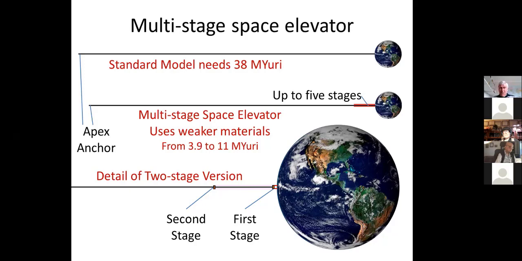So here's a bit more detail of the 2-stage version, enlarged, but still the same Earth. The first stage is 100 kilometers above the Earth's surface. The second stage is 6,000 kilometers. I'll talk about that for the rest of the time, rather than going into detail about the others.